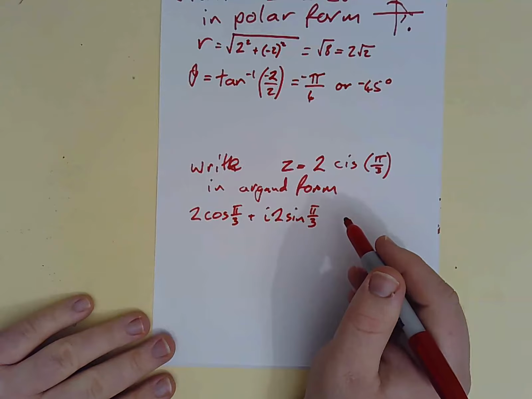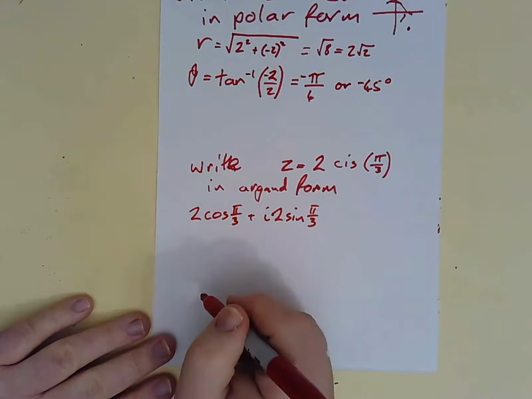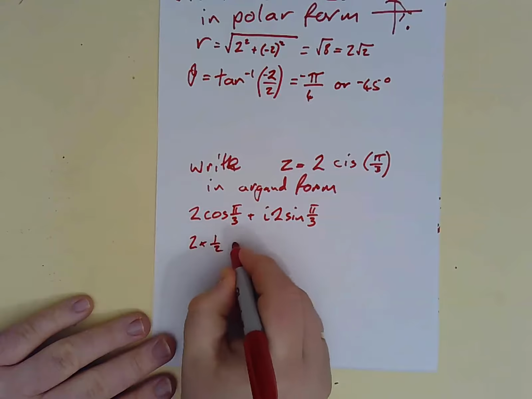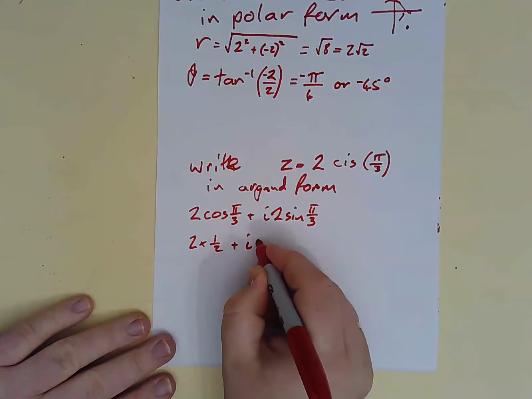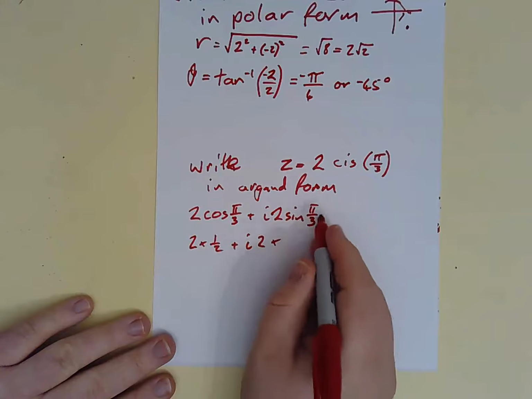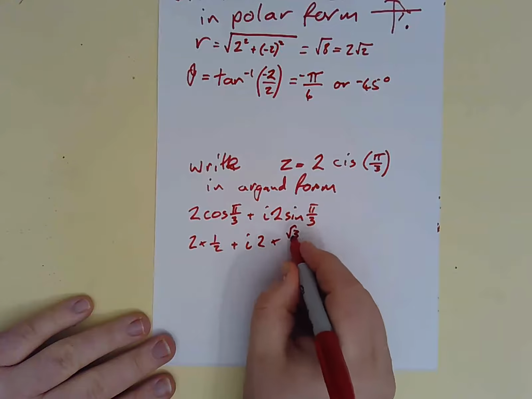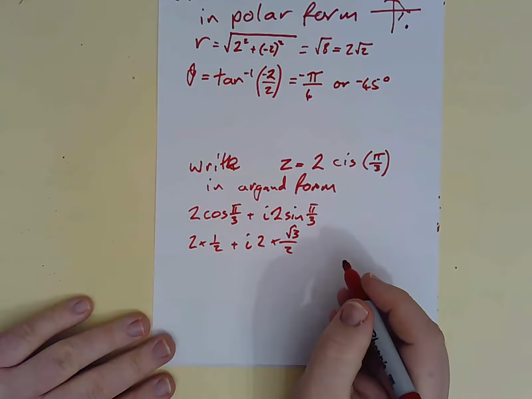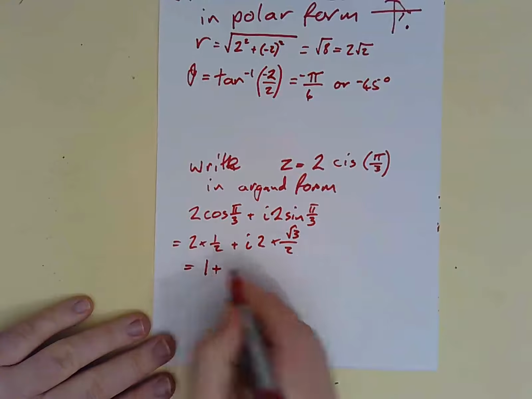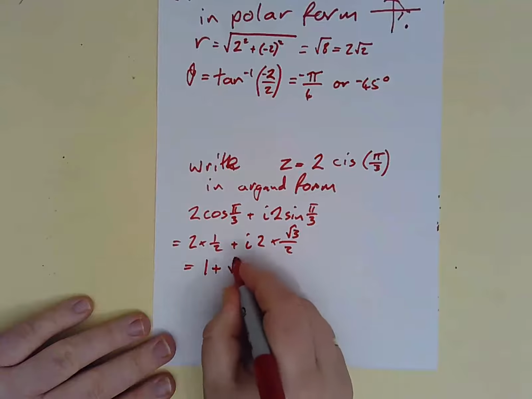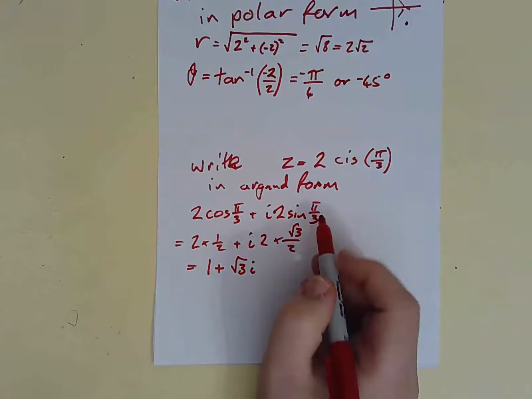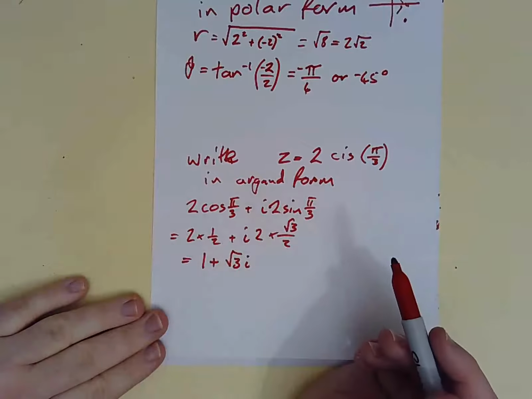Let me think. Cos of pi on 3 is a half, so 2 times a half plus i times 2, and this is sine of pi on 3 is root 3 on 2. Might have those switched around. I'm just doing this in my head. So that's going to be 1 plus the 2's cancel, root 3 i. But this is literally all we have to do, just make those calculations.